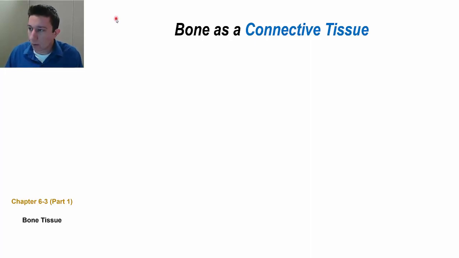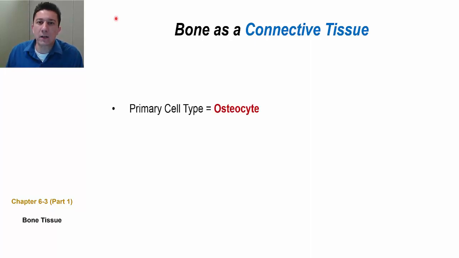Okay, so bone is a connective tissue. The primary cell type of bone tissue is a cell type called the osteocyte. Bone does have a number of other cells in it that perform different functions, but the primary cell is going to be the osteocyte, and I'll make sure to point out where these particular cells are located in bone tissue and what their specific function is as we get to that point.